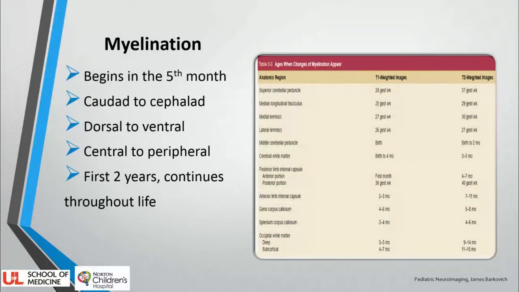Myelination begins as early as the 20th week of gestation and is mostly complete by the first 2 years of life. The table here shows myelination of white matter structures in utero and through the first 2 years of life. As you can see, the medial longitudinal fasciculus is the first white matter structure that shows myelination, as early as the 25th week of gestation. Myelination then proceeds in the caudal to cephalad, dorsal to ventral, and central to peripheral direction.